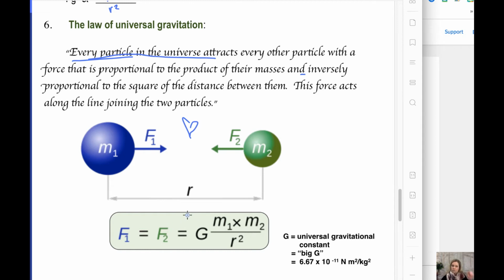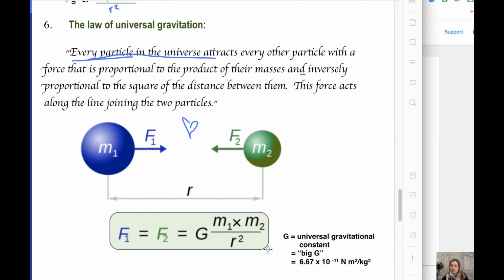I had the little proportional symbol up above, and all I've done now to make an equal sign in the formula is put in a constant. And we call this constant big G. You like that? Why do we call it big G? Because we already got a little g. Little g is the acceleration due to gravity, right? And on Earth, it's 9.8. On the moon, it's whatever, 1.6, whatever. We don't care. But big G is a constant. And we call it the universal gravitational constant.